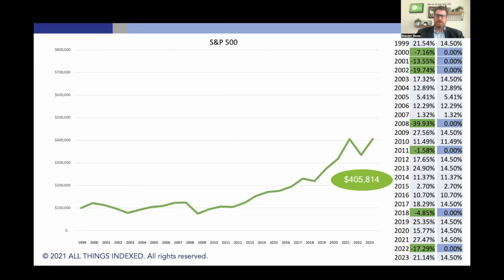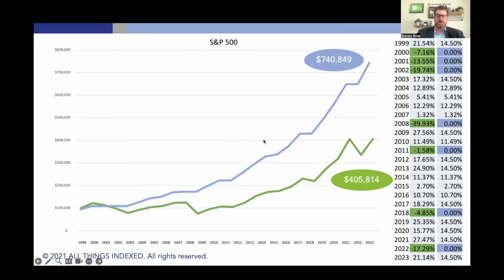Most of the time in the market, you need these big returns after the down years just to get back to where you're at. And we can see that in this graph. Okay. And so that same 100 grand though turns into 740. Now you almost 7 and a half times your money in the same market over the same period of time. And the only real difference is, like I said, you don't have to recover.